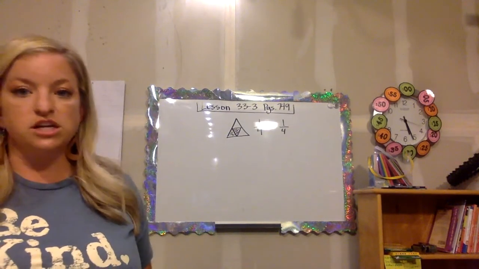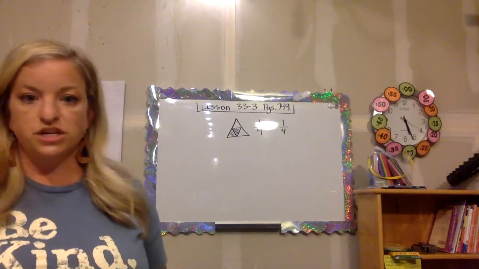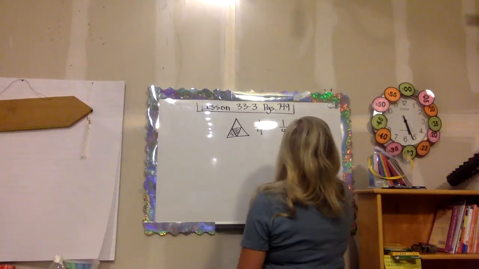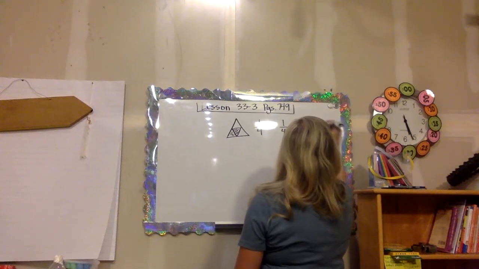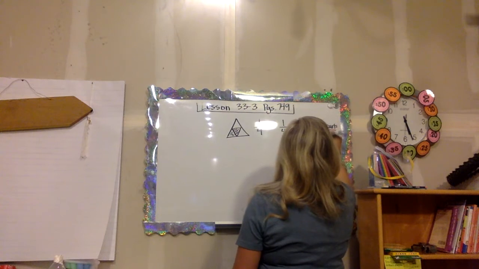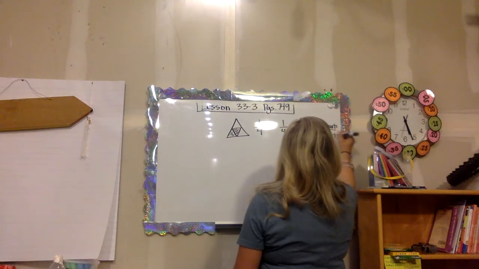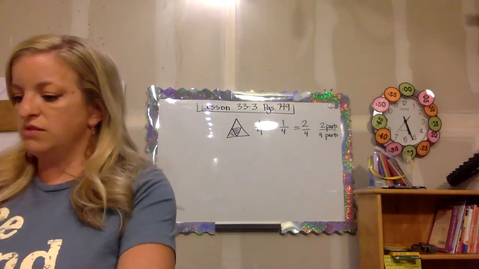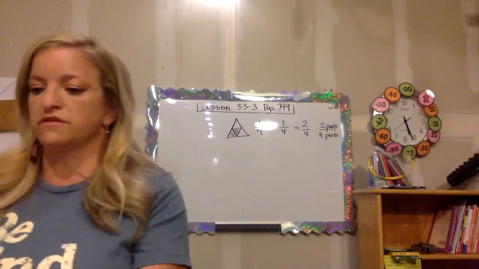Now, if I've shaded in 2 of those parts, I have 2 parts that are shaded of the whole out of 4 parts. 2 out of the 4 parts are shaded. Now, turn the page to 750.